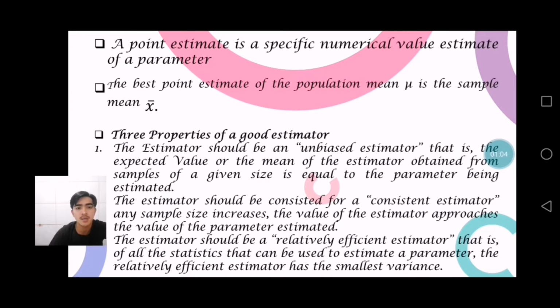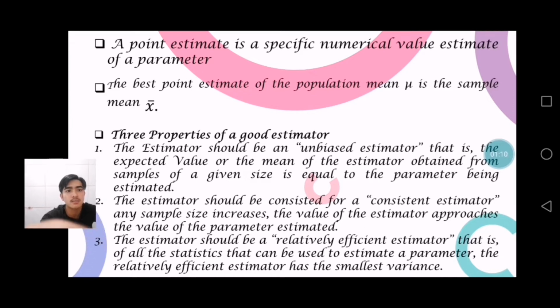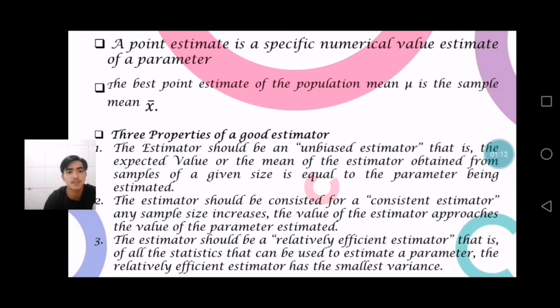The estimator should be consistent. For a consistent estimator, as the sample size increases, the value of the estimator approaches the value of the parameter estimated. The estimator should be a relatively efficient estimator, that is, of all the statistics that can be used to estimate a parameter, the relatively efficient estimator has the smallest variance.